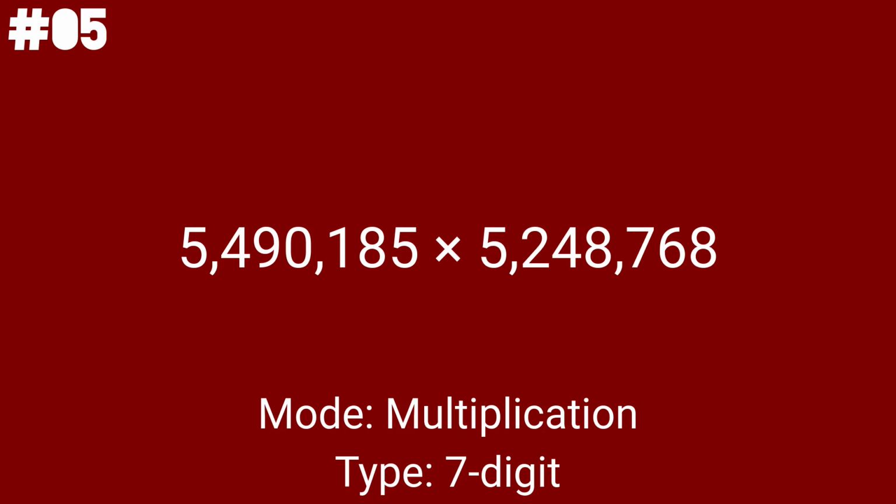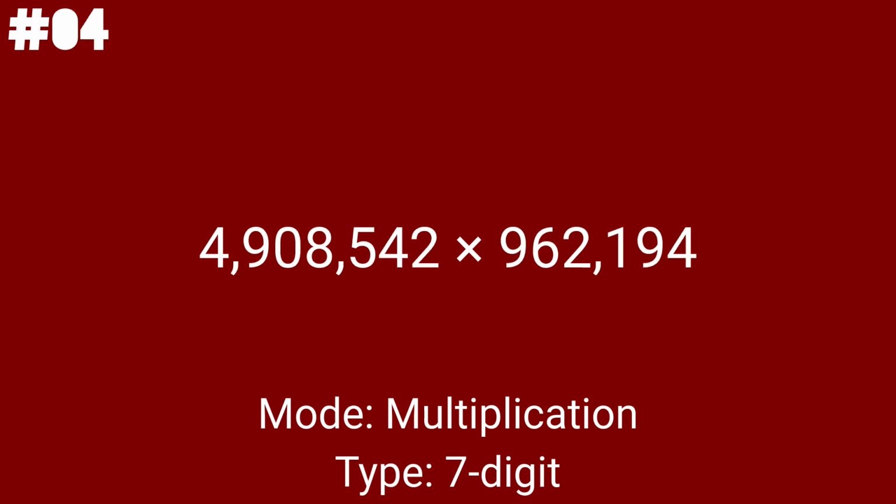5,490,185 times 5,248,768 is now the 5th to last multiplication problem. Because of this, the results are now in the trillions. Wow, just wow. The last 7-digit problem is 4,908,542 times 962,194. We are at the fourth to last multiplication problem, so let's not stop there.